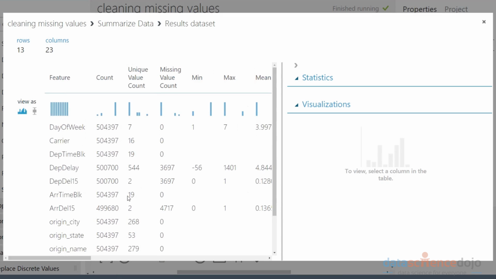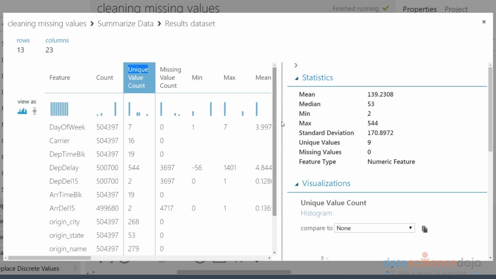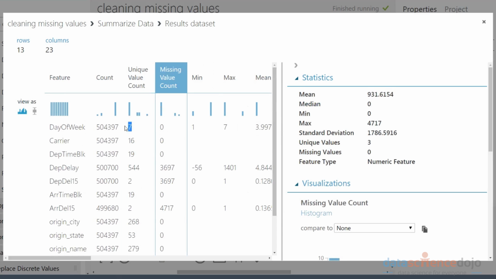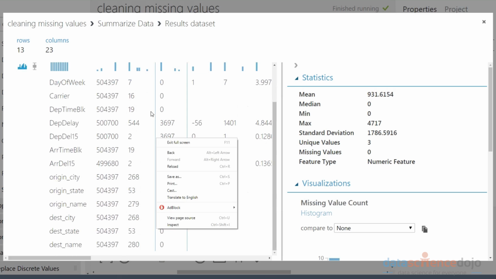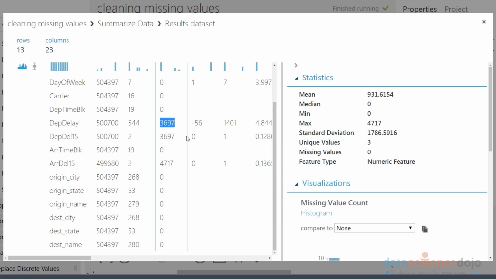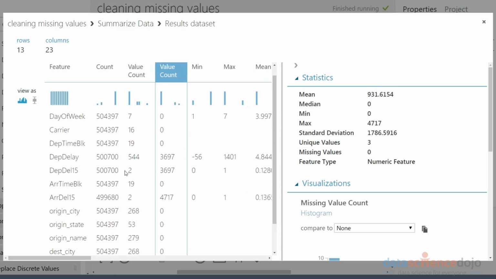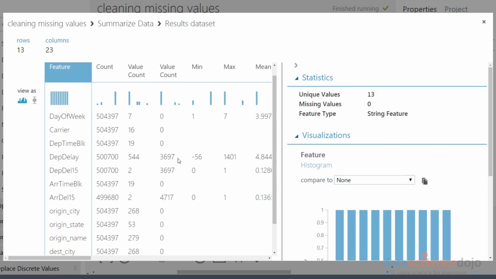These are the counts. Then I have a list of unique values. Notice that the days of the week should have 7. If you look at the missing values count, that's probably what we care about the most for this video, which is how many missing values there are. Notice that in departure delay and departure delay 15, there are 3,697 missing values. That should be expected because departure delay 15 is derived from departure delay. If the flight was late by 15 minutes, departure delay 15 becomes 1 instead of 0.